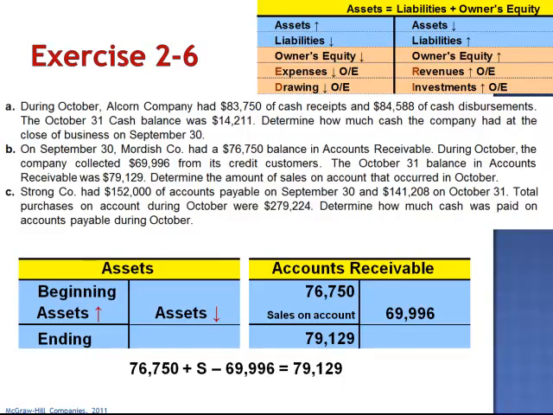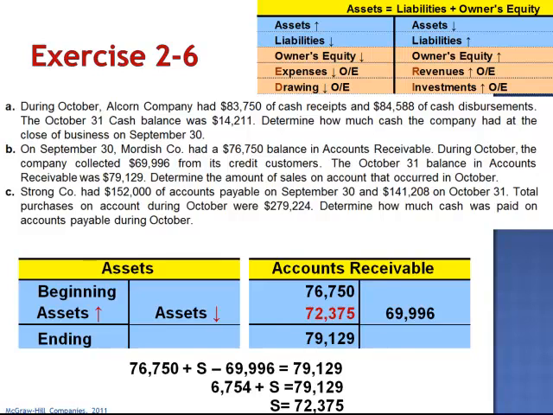Our equation becomes $76,750 plus S, the sales on account, minus $69,996 equals $79,129. When we combine the $76,750 and the negative $69,996, we have $6,754 plus S equals $79,129. We subtract $6,754 from each side, gives us S, sales on account, of $72,375.